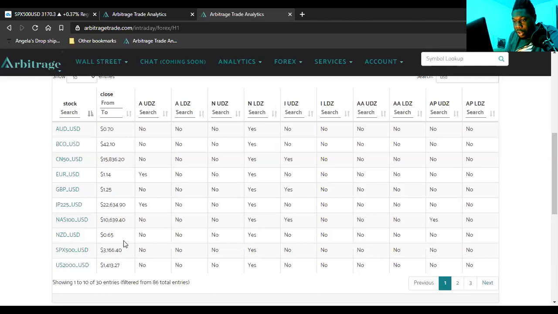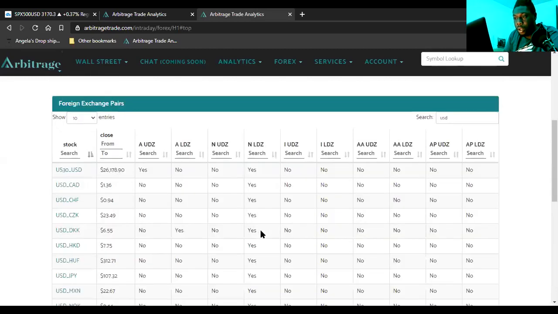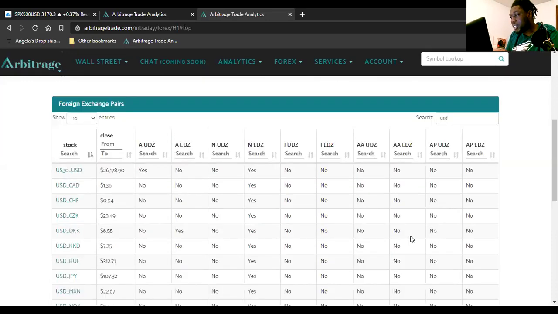NAS 100, no, no, no. All of those are saying no. I'm still going to look at them most likely though, because I do trade SPX 500. US 30, so we have the confirmation for US 30. And again, if US 30 is doing something, then usually SPX 500 and NAS 100 do the exact same. I don't trade this pair, so I'm not going to take a look at it. So that's for US dollar pairs.